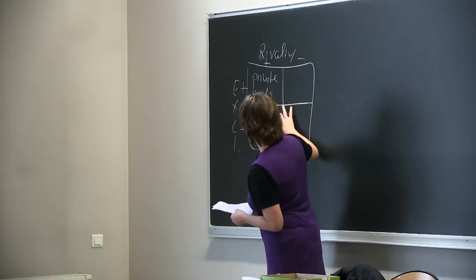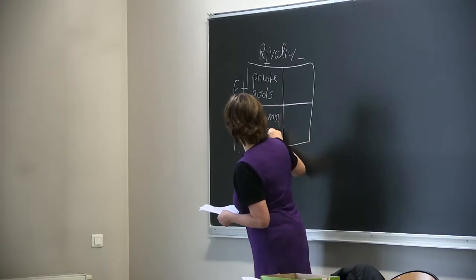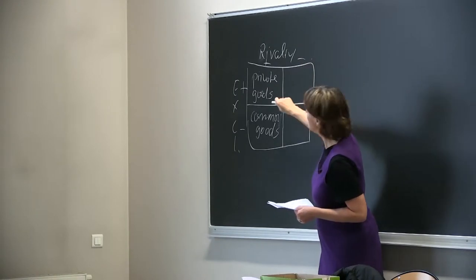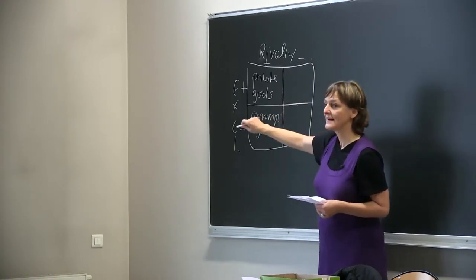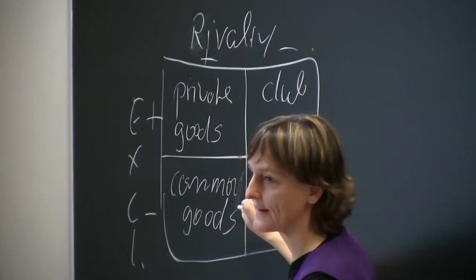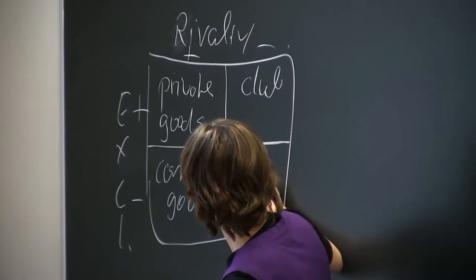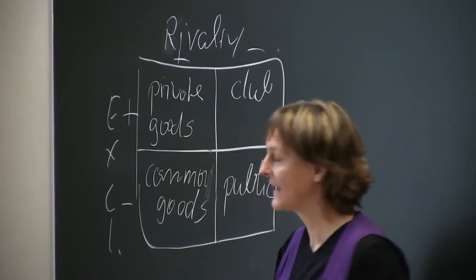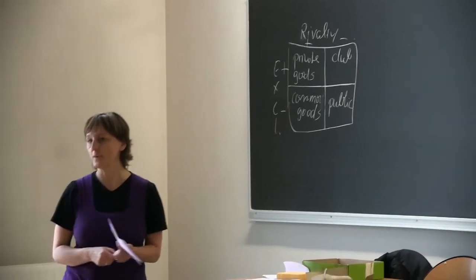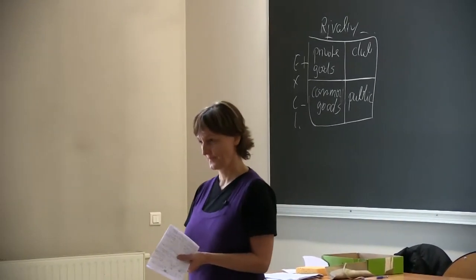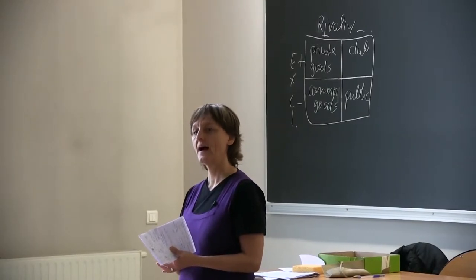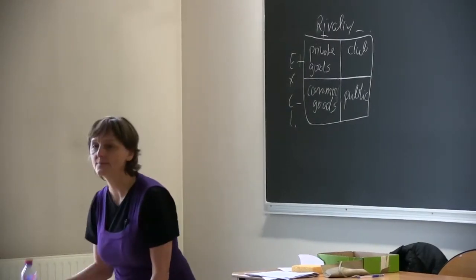I need to put good here. It's not a common, so it's just a good. This one? Excludable, not rival. Yeah. And the other one is public, right? So let's take water. Where do we put water? It's a common good. In Italy, it is a common good now. Uh-huh. And this one?